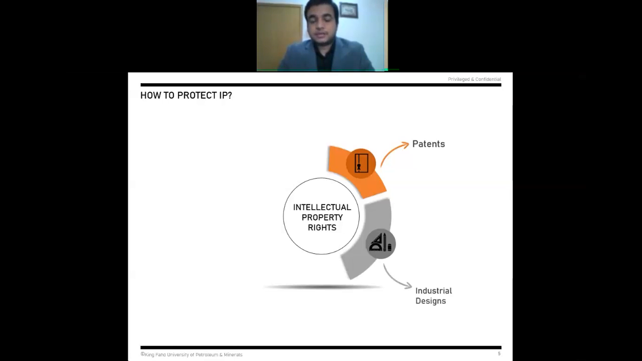The other intellectual property is industrial designs. Patents cannot protect designs, so there's a separate category for protecting designs. It's called industrial designs or design patents, as they are called in the US. And design patents are valid for about 14 years from the date of filing. The other type of intellectual property is trademarks. Trademarks are used to protect business marks or marks which represent businesses. For example, Coca-Cola is a trademark, Apple is a trademark. So these kinds of intellectual properties are protected through trademarks.